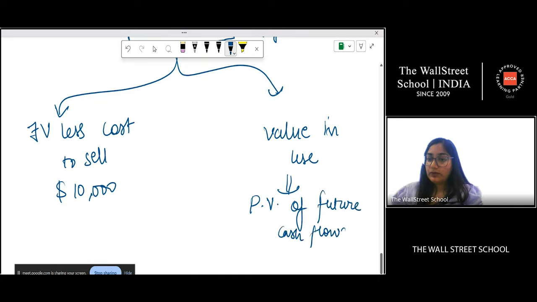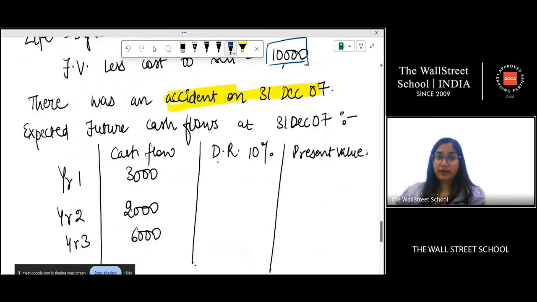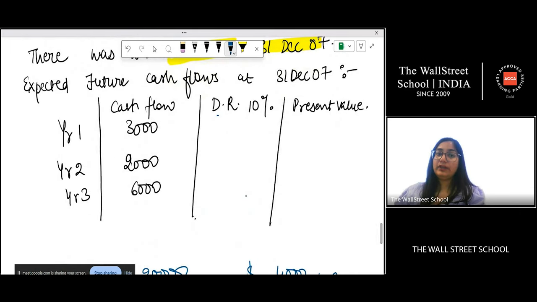Okay. So because of this asset, in future, in year one, I was supposed to get 3,000. In year two, I'll get 2,000. And in year three, 6,000 will be the cash flow that I'll be getting from this asset. So this is the future value that we have. Whatever value that we have now will be different to the value that we'll have in future. The value of 1,000 rupees now would not be the same in the next year, right? Similarly, they have given us the future value.